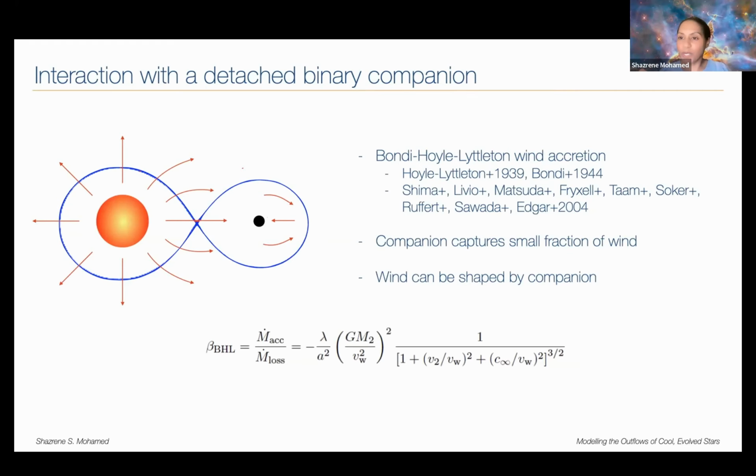It depends on the orbital separation, that's A, and on the mass of the companion, that's M2. A more massive companion can obviously accrete much more material, it can gravitationally capture more material. It depends on the wind velocity, so with slower winds, the star can capture much more material. And it depends on the orbital separation, so closer in, higher density material, and so you can capture more material that way.